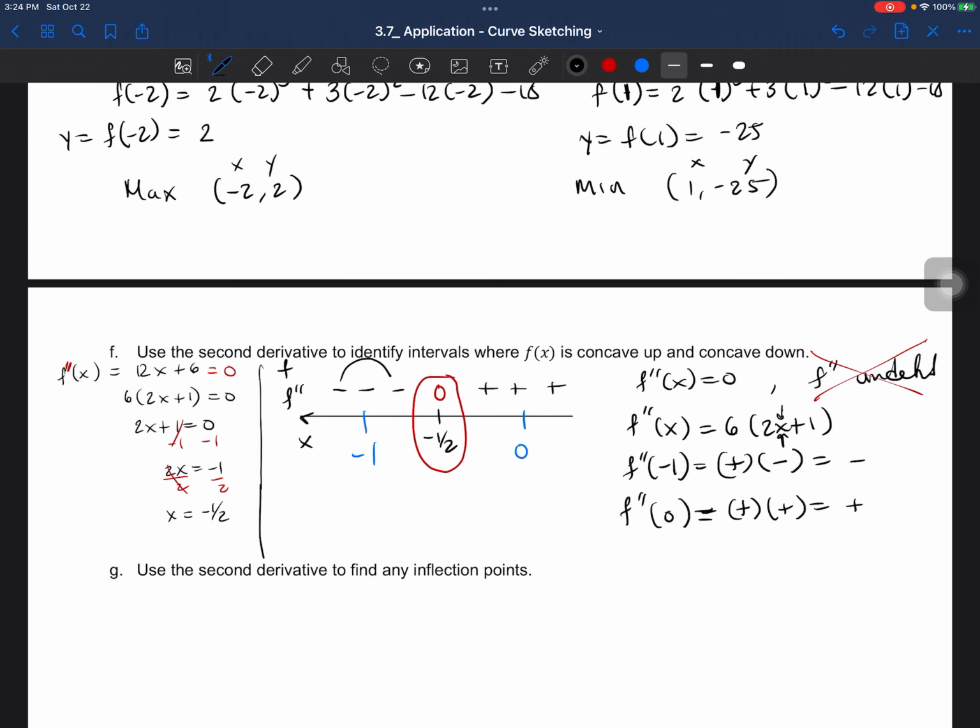For the function, because the second derivative is negative, that means it's concave down. And because the second derivative is positive on the right side of negative 1/2, the function is concave up. And so the conclusion is that it is concave down for the interval negative infinity to negative 1/2. And you guys can kind of see that, right? And then concave up from negative 1/2 to positive infinity.